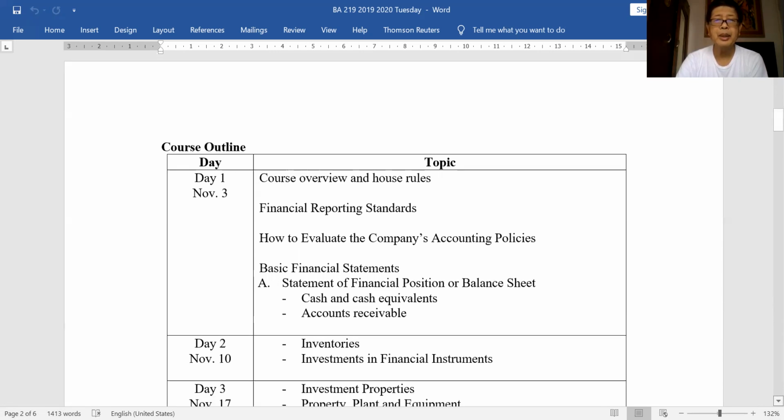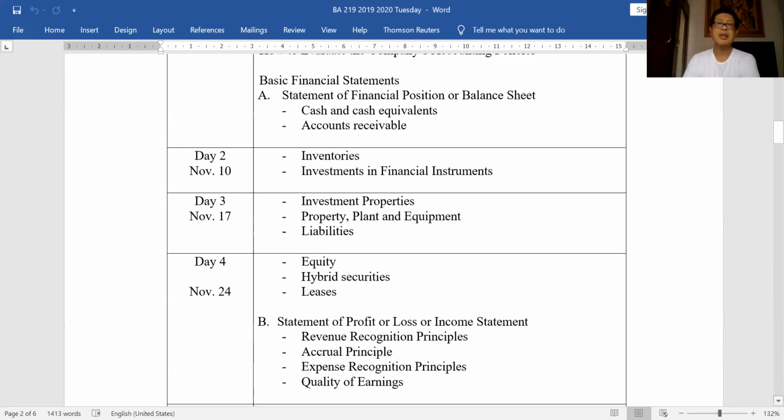And then we'll talk about the accounting for inventories, investment in financial instruments. I just want to emphasize that when we discuss these accounts, it's not really the way it's discussed in an accounting class, but what we are going to discuss are the issues related to each of these accounts, like what are the issues that are connected with inventories or investment in financial instruments when we discuss each account.